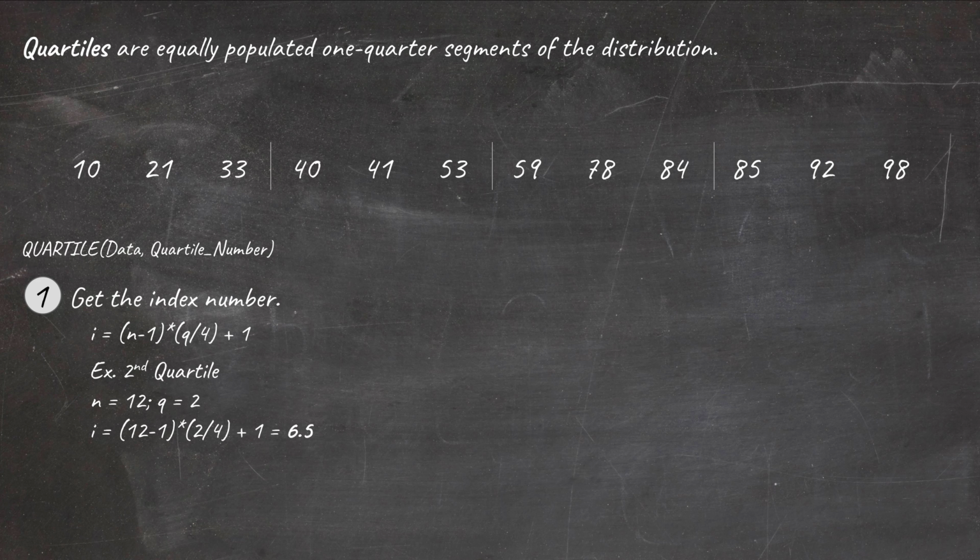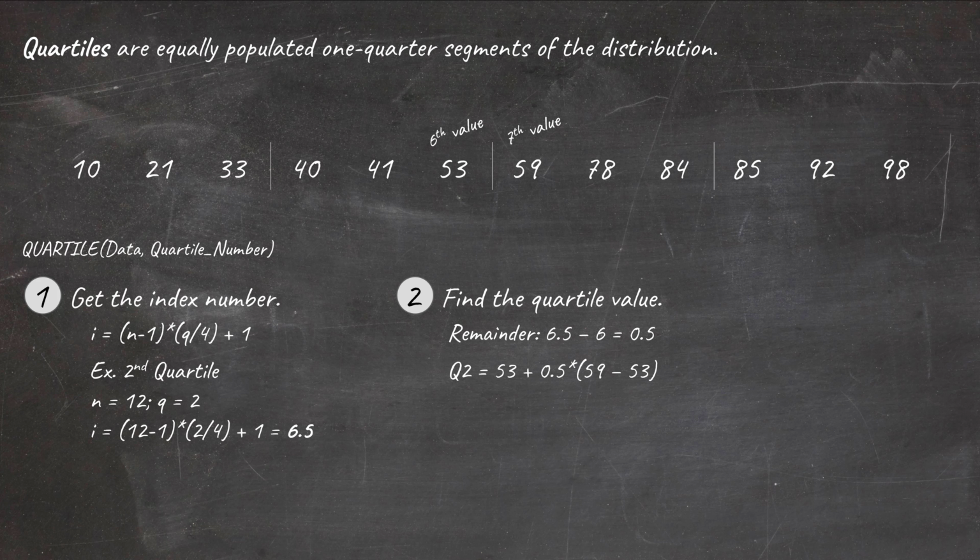Let's do another one. Let's do the second quartile. So n is still 12. Q now is 2. We have 12 minus 1, which is 11, times 2 over 4, which is a half, plus 1, which gives us 6.5. So now we know we're between the 6th and 7th value. We take our remainder, 0.5, and find 0.5 of the difference between the 6th and 7th value and add that to the 6th value. So 53 plus 0.5 times (59 minus 53) gives us 56.